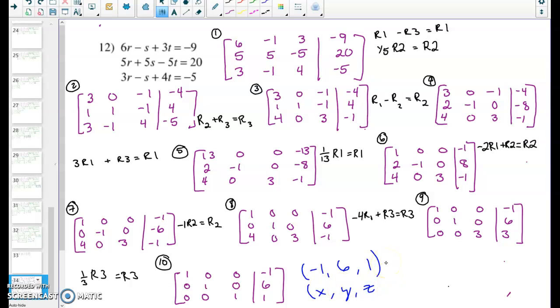Actually, in this case, it would not be x, y, z. It would be r, s, t. Okay, we go in alphabetical order for these solutions. Okay, so there are all my steps. I also show you what rows I'm adding or subtracting together and what it's going to replace from each matrix to the next matrix. Okay, I have a lot of work here as well.